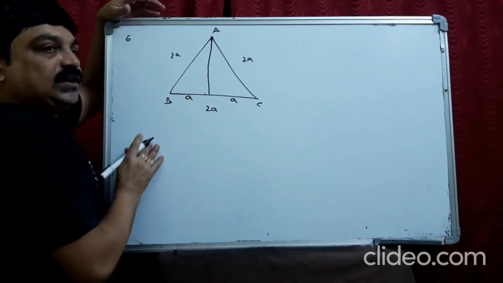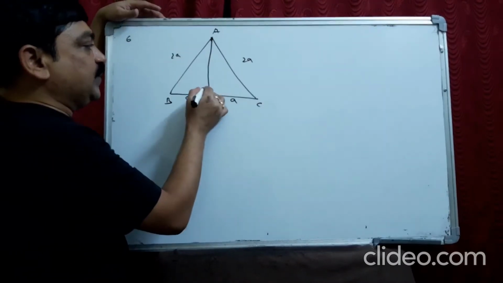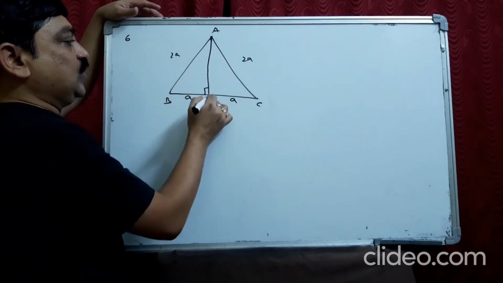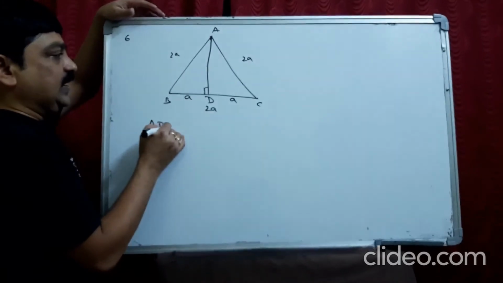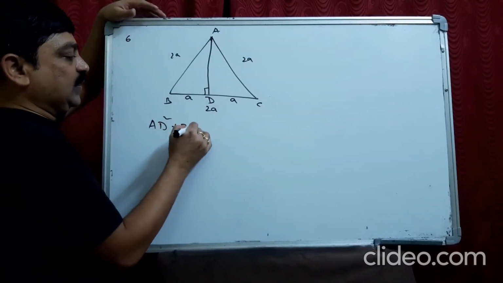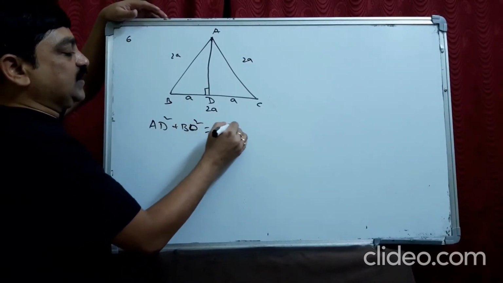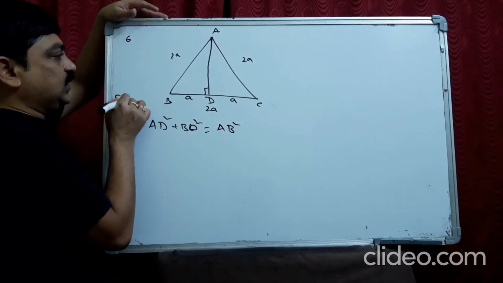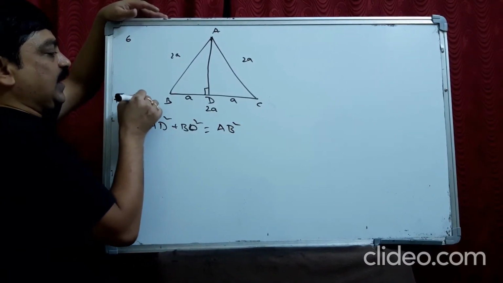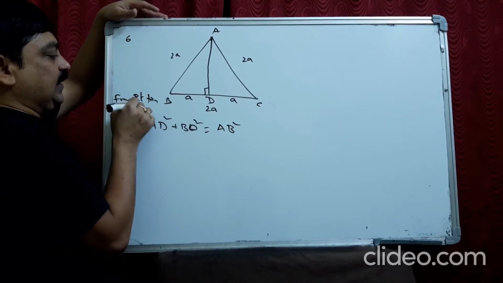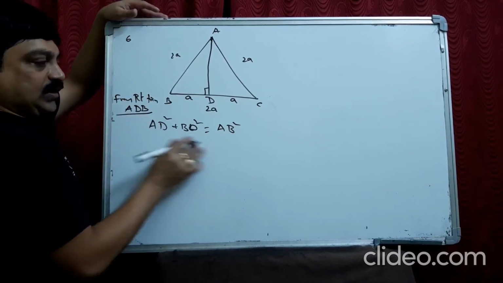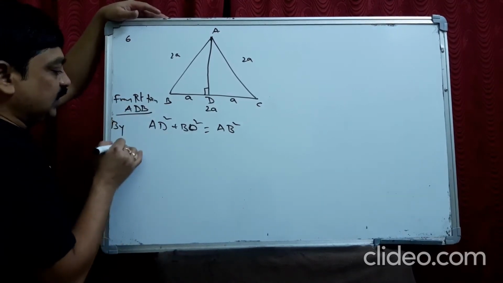Since it is an equilateral triangle, you can apply Pythagoras theorem here and it is perpendicular. So let us take AD. AD square plus BD square equal to AB square, from what? From right triangle ADB, applying Pythagoras, by Pythagoras.